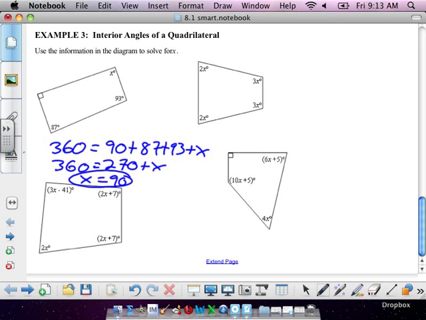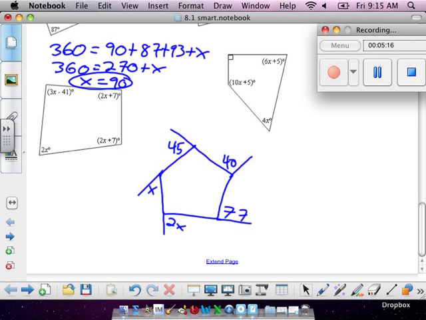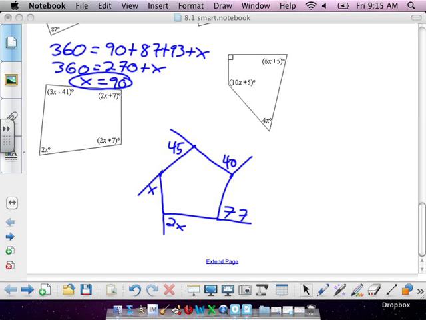Why don't you try number 4 on your own? I'll give you a second. D, yes, the 4th one. Try D on your own. All right, so what did you do for D? Okay, so we set it equal to what?